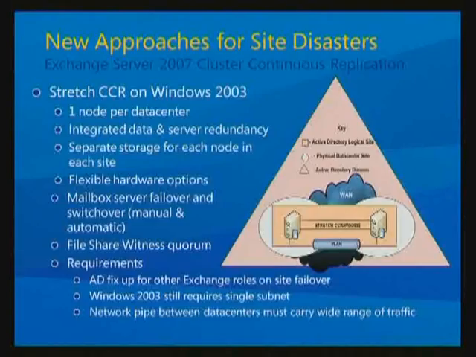What you have to have in this particular deployment, when you're using CCR with Windows 2003, is that the nodes have to be on the same subnet. They cannot be on two different subnets. And you have to make sure that your pipe between your two data centers is big enough to handle a lot of different types of traffic. It needs to be able to handle both the replication data and, if you end up failing over to that passive node, the client traffic as well and any heartbeating.